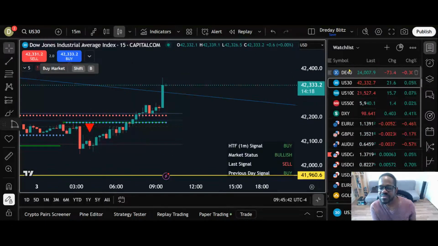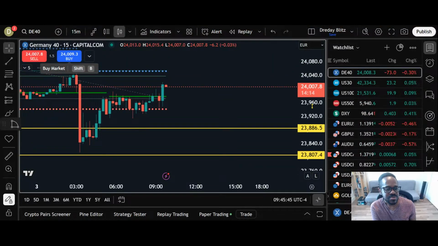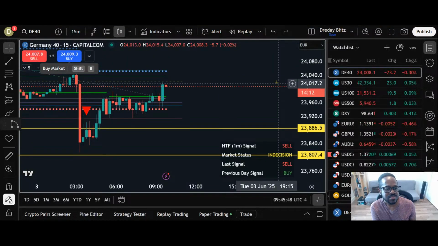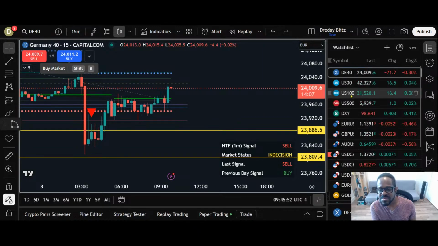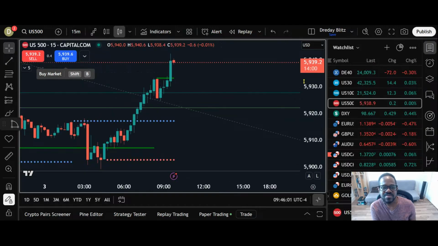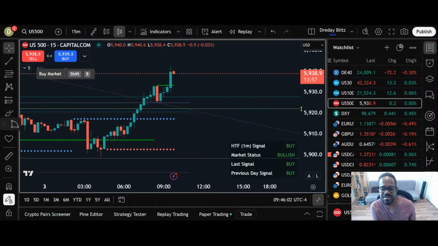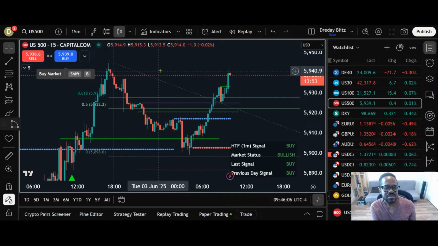US30 was going up. German is up. It's currently in an indecision phase. And SP 500 bullish.